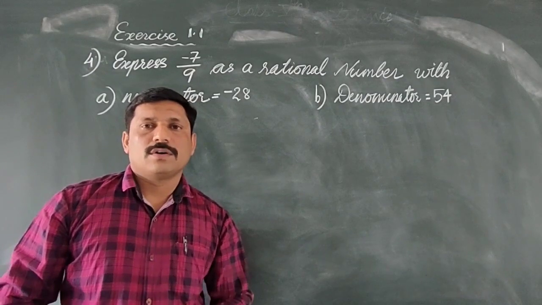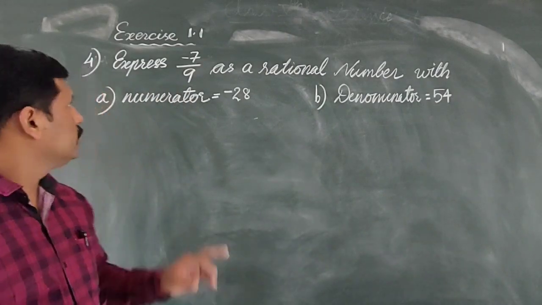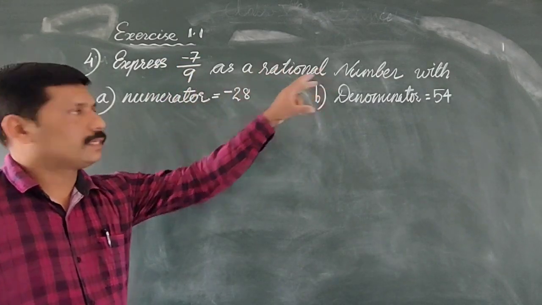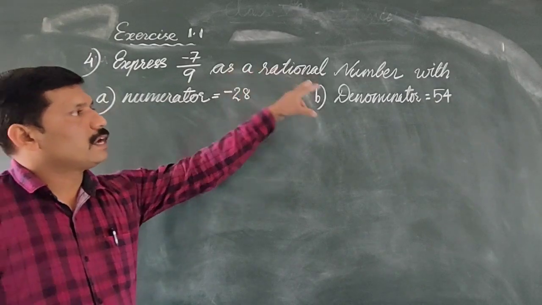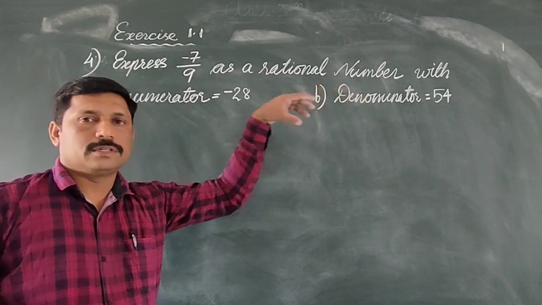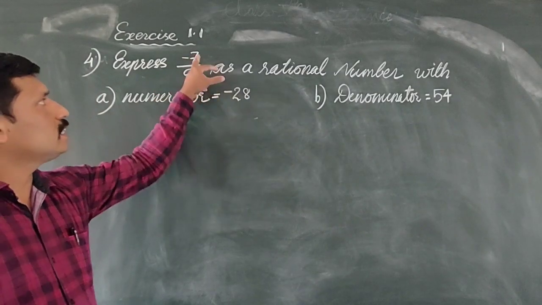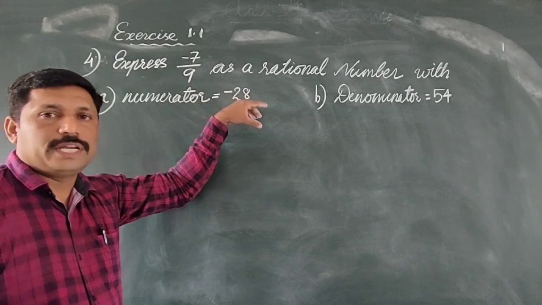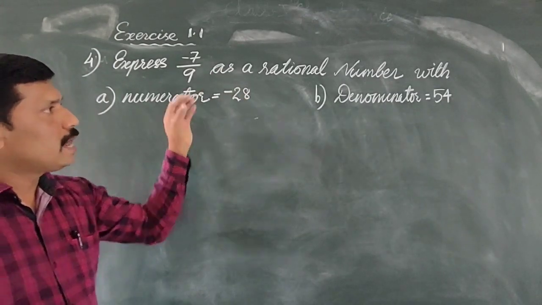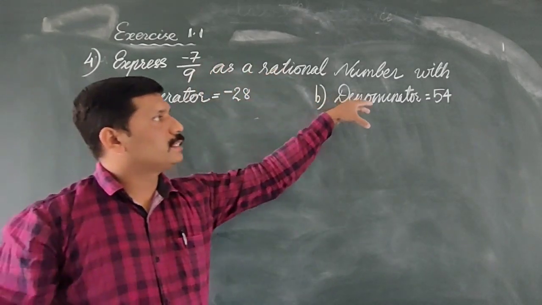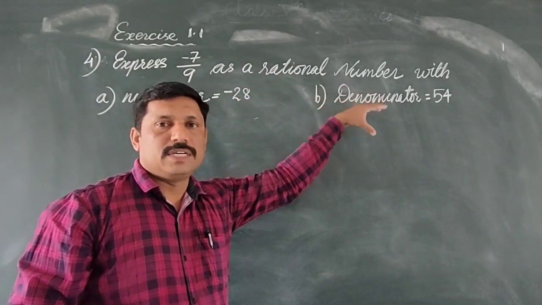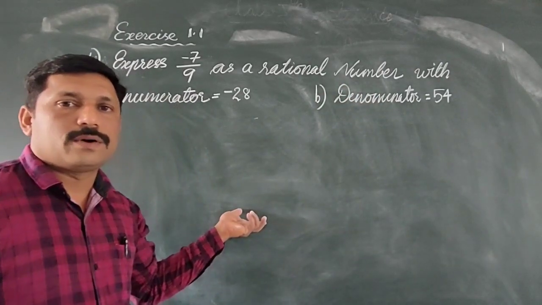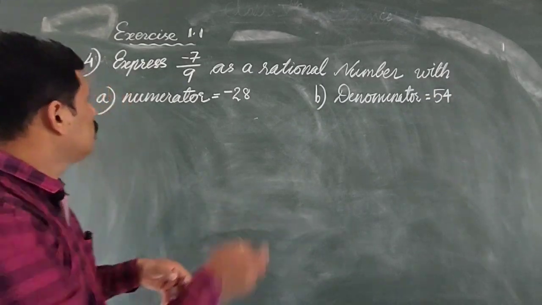Now students, we will solve question number 4. The question is: express negative 7 upon 9 as a rational number with numerator negative 28 and denominator 54. Here you can see that the numerator is negative 7. If we change this negative 7 into negative 28, and the denominator 9 to 54, then what will be the new rational number? We will solve this question using the property of equivalent rational numbers.